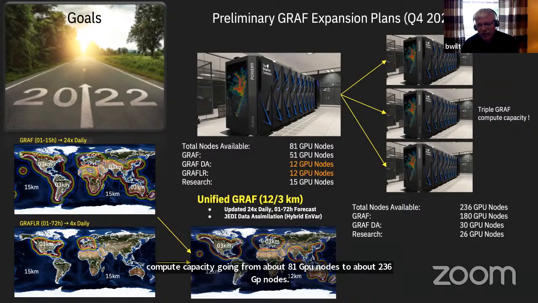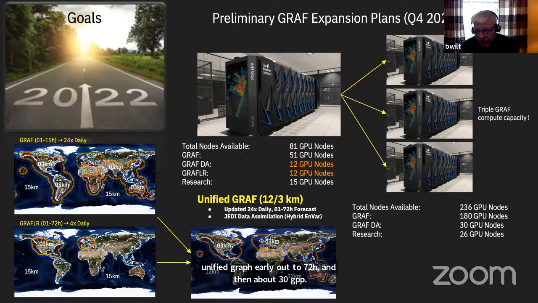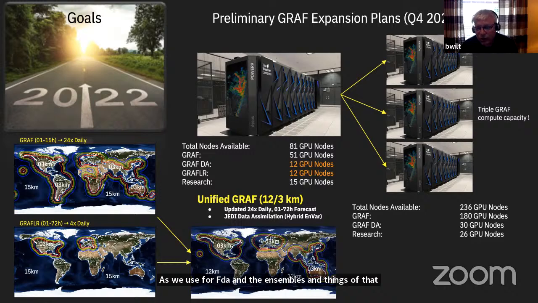We estimate about 180 of that would be used for this unified graph, hourly out to 72 hours. And then about 30 GPU nodes will be used for graph DA and the ensembles and things of that nature. And then we maintain 26 for research purposes. So yeah, we're excited about that.